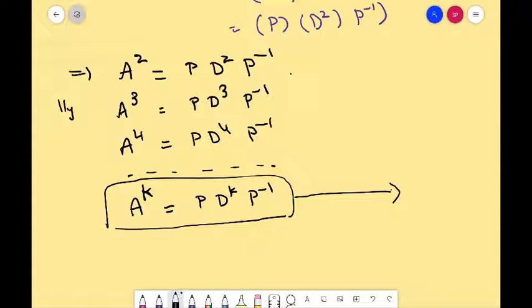Required one to find. Now what is the use of this one? This is for k greater than or equal to 1. Then if we have this, you can find A power 100, A power 1000, anything, because multiplying A 100 times, 1000 times will be difficult. Instead of that you can just say P into D power 100. We know for a diagonal matrix how to write D square, D cube and so on, we learned in the previous concept. So using this, the calculation of A power k will be easy for any k greater than or equal to 1.